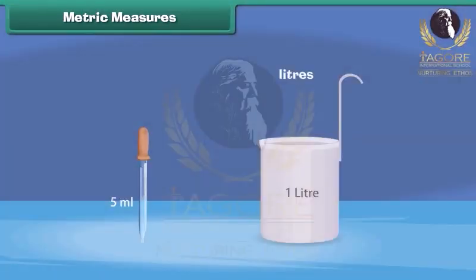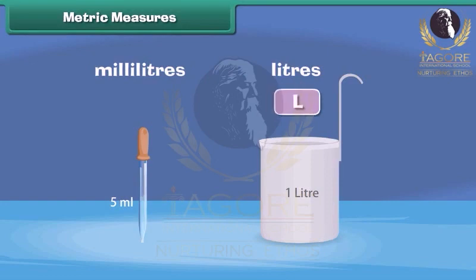Capacity is measured in liters and milliliters. L represents liter and ml represents milliliter.